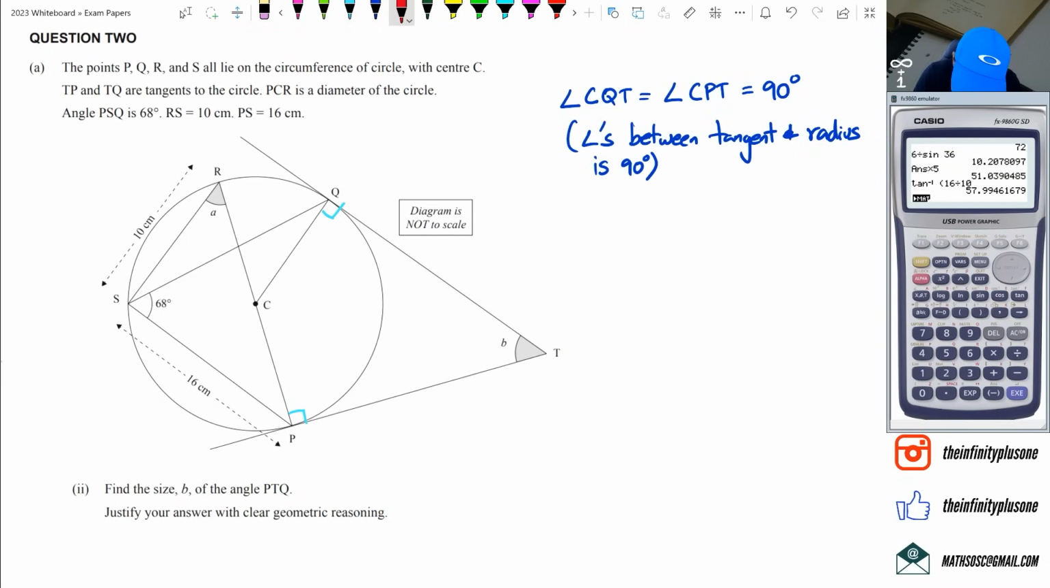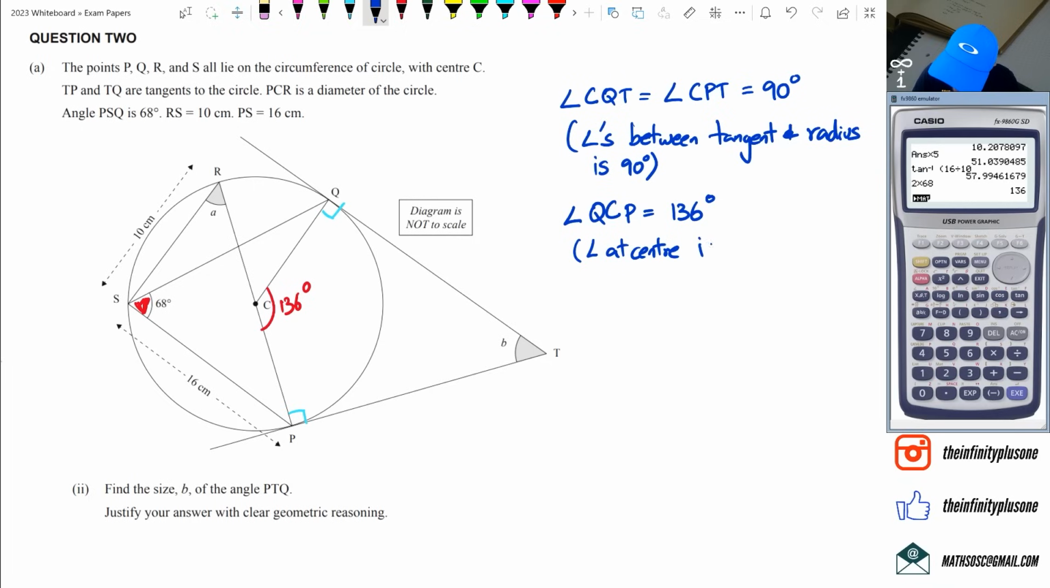Now the second thing is that I know that this angle is 68 degrees, and if this is 68 degrees, this is going to be 2 times 68, whatever that is, 136, and that's because angle at center is twice that at the circumference. So then I can say angle QCP equals 136 degrees because angle at center is twice that at the circumference.